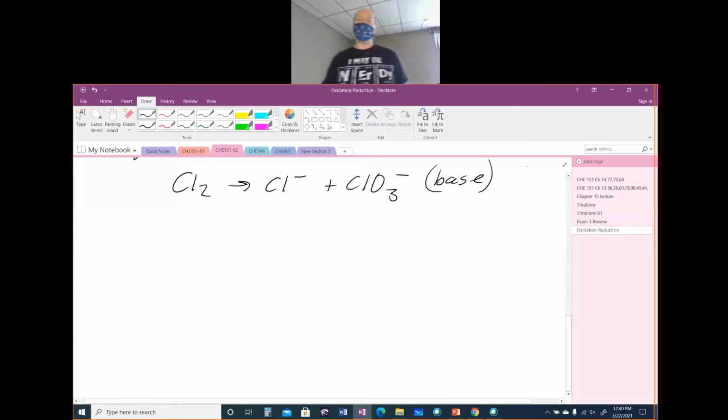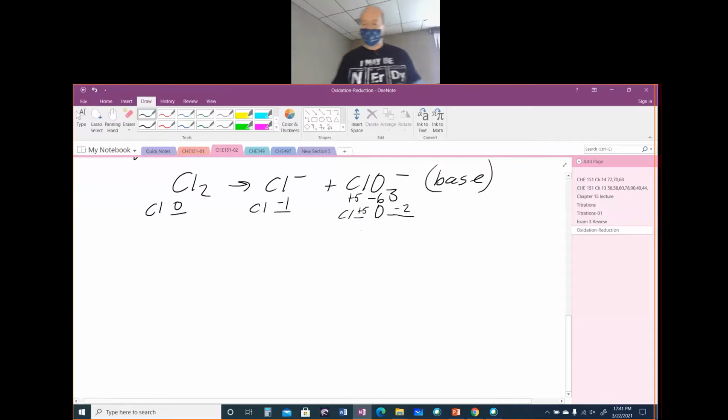The steps are exactly the same. This one is a little strange because we do our oxidation numbers. Cl, it is an element in its natural state, which has an oxidation number of 0. Cl minus, that is a monatomic ion. The oxidation number is the same as its charge, -1. We have ClO3 minus. So each O is -2, so that is a -6. So the Cl has to be +5. 5 minus 6 gives an overall of -1.